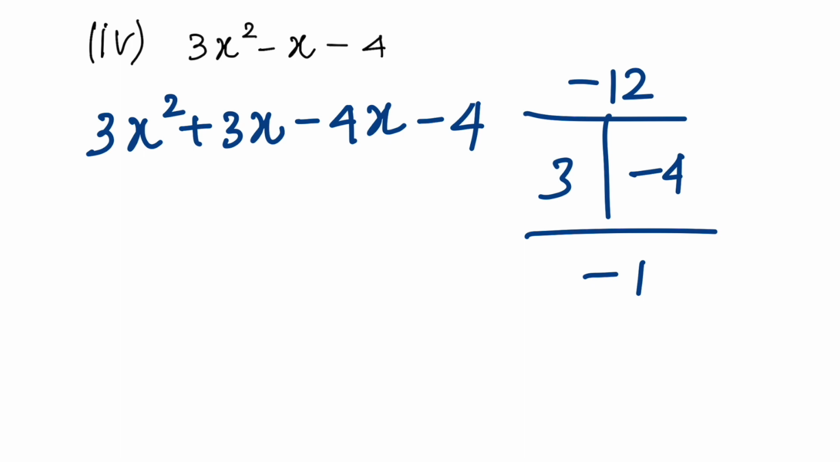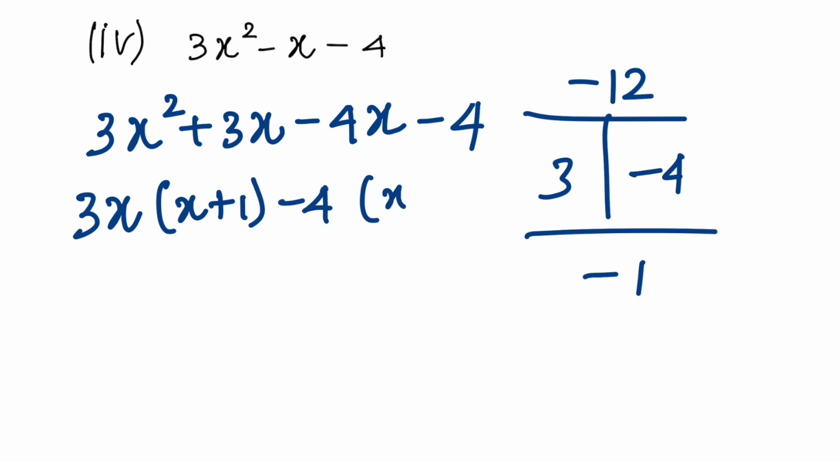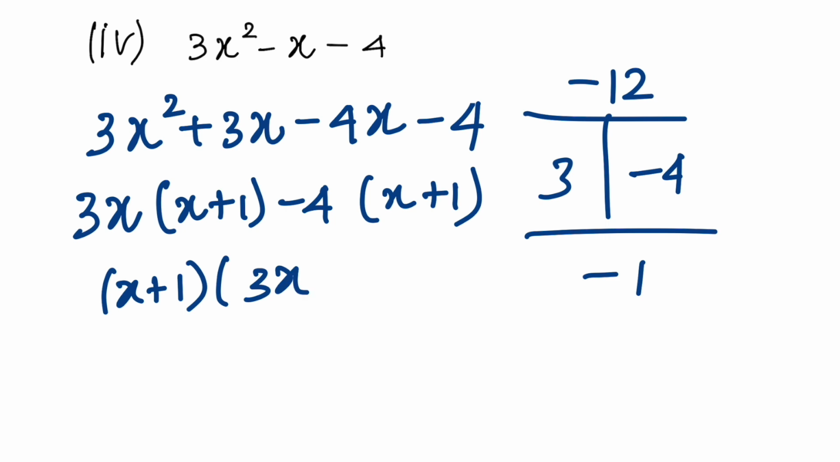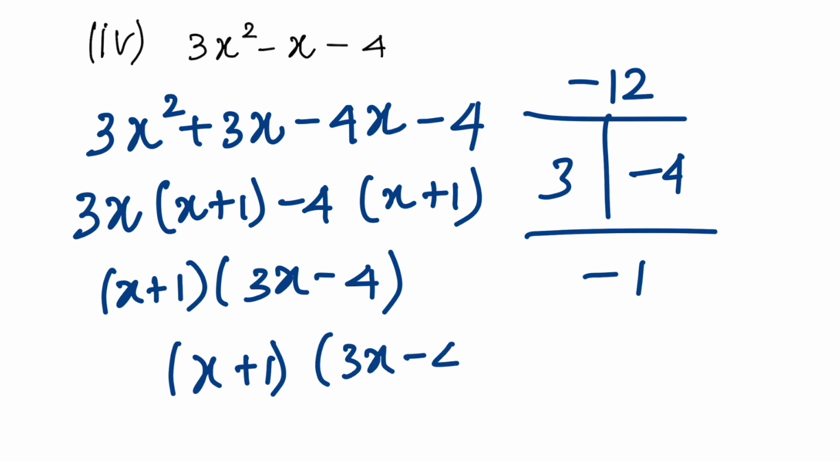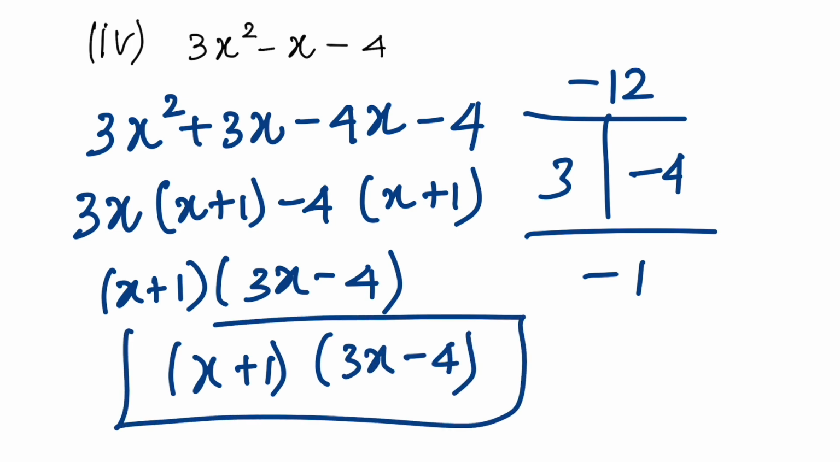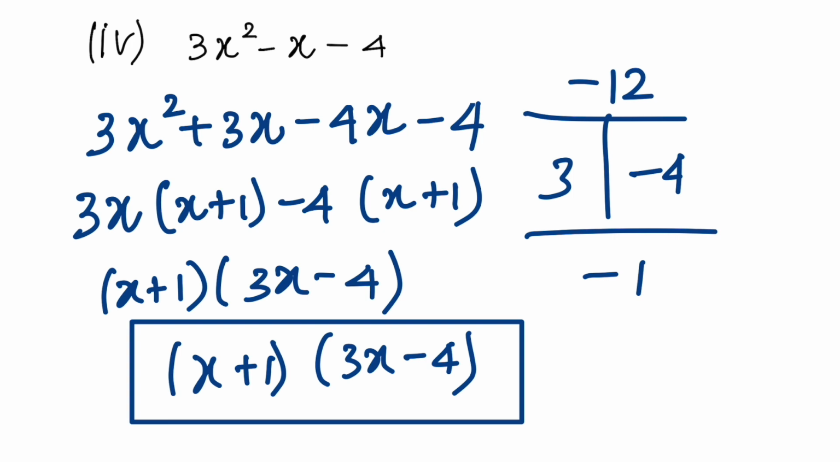Okay, so from the first two terms you can take 3x as a common factor, that gives you x plus 1, and from the last two terms you can take minus 4 as a common factor, and that leaves you with x plus 1 as well. From these two you can again take x plus 1 as a common factor, and that leaves you with 3x minus 4. So x plus 1 into 3x minus 4, this is the factorized form of 3x squared minus x minus 4. Okay, so with that we have completed this question.